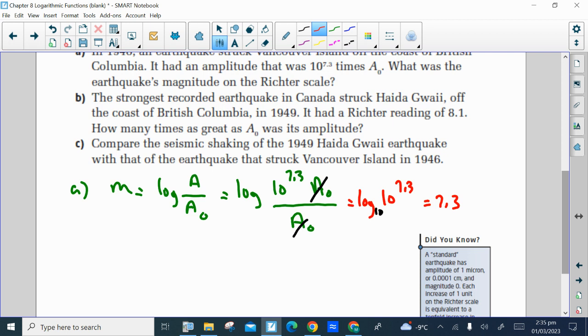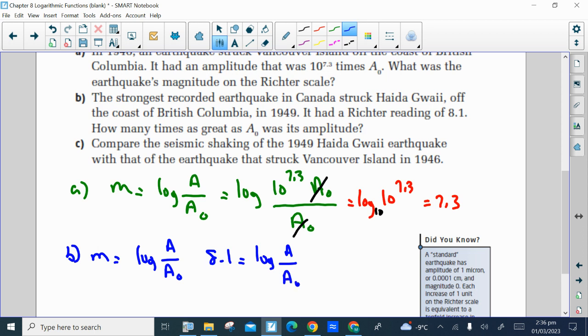Okay, so again, we'll use that same format equation, that M, the magnitude, is log of A over A sub 0. And we are told that this earthquake had a Richter reading, which is its magnitude, of 8.1. So 8.1 equals log of A over A sub 0.